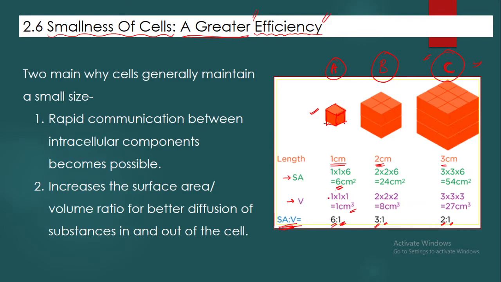Okay, so more surface area is available for the smaller cell, the smaller cell has a larger surface area, it has a greater efficiency. So these two points you will keep in mind. One, the rapid communication between the intracellular components becomes possible, and there is an increase in the surface area to volume ratio for the better diffusion of substances in and out of the cell.